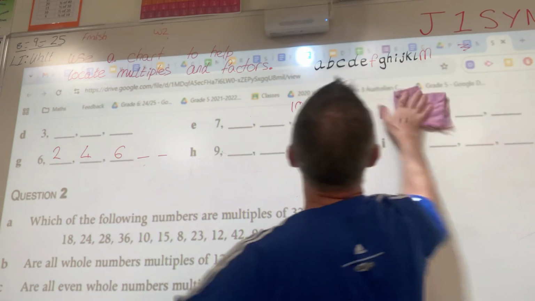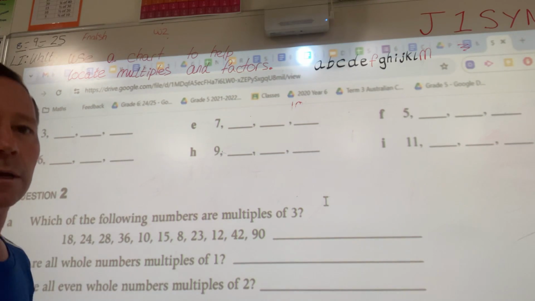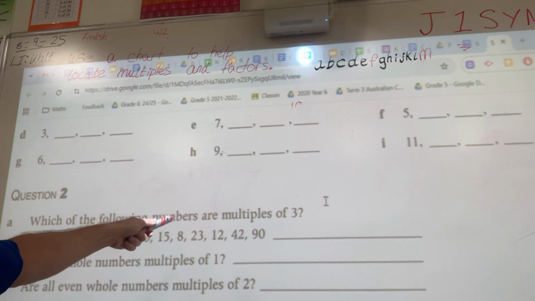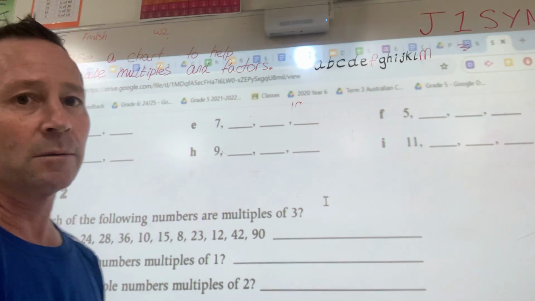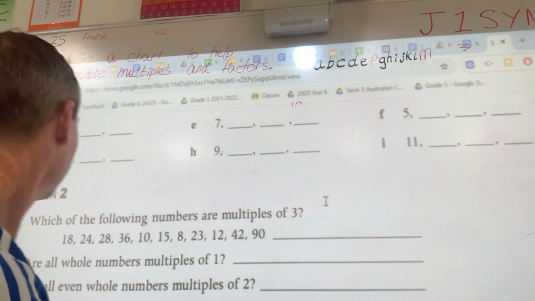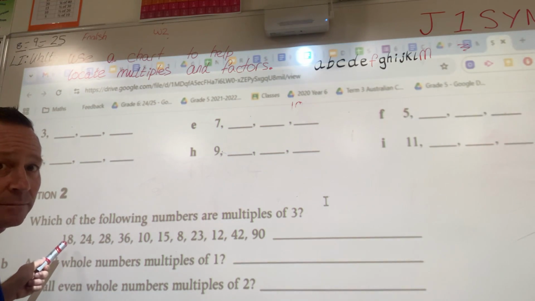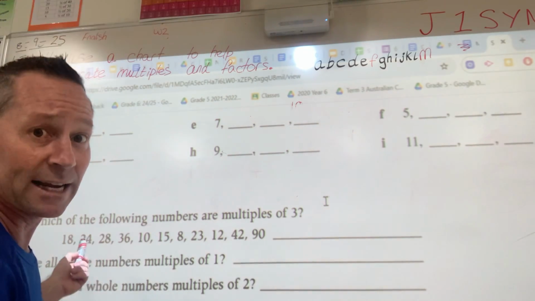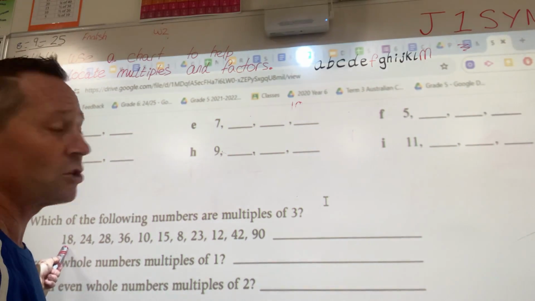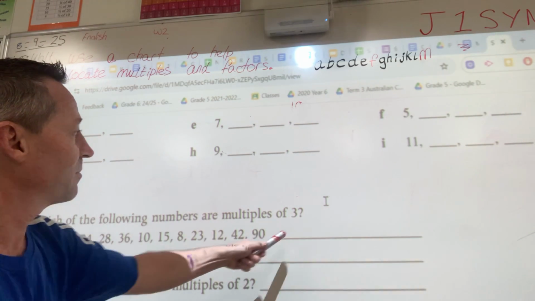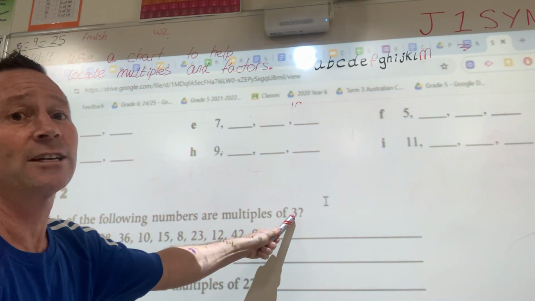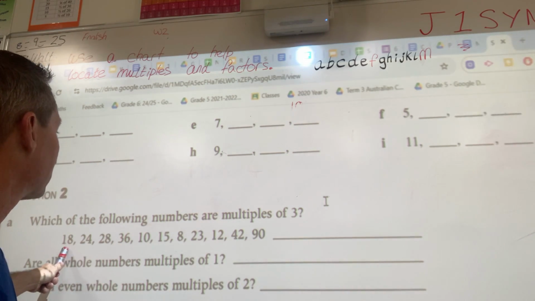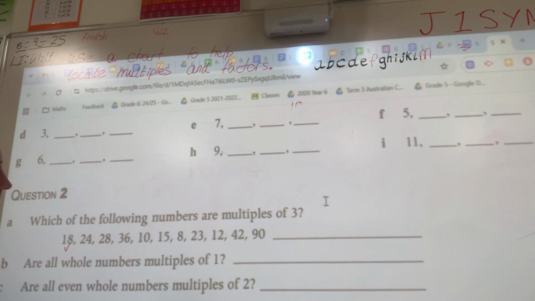Now, have a go at this one here. Question 2A. Which of these following numbers are multiples of 3? Multiple of 3, so 3 times table is 18. So then you sort of go, well, something times something could be 18. 2 times 9 works, but it's not 3. So you have to go to your 3 times table: 3, 6, 9, and so on. And I'll give you a hint: 18 is. Yes, 18 is.